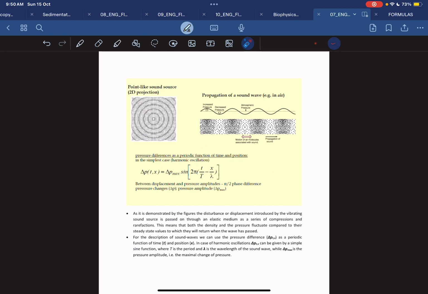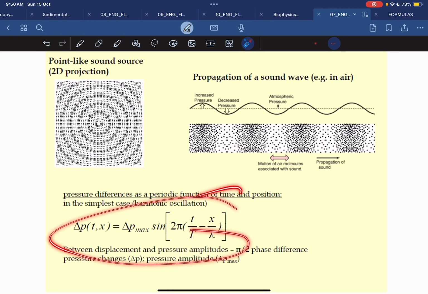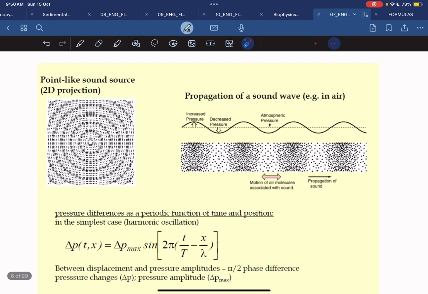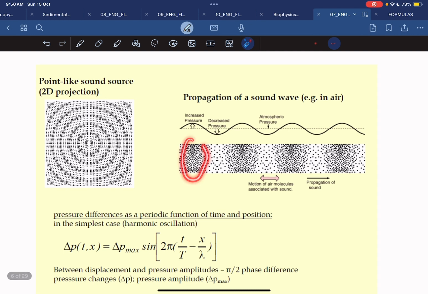Over here, nothing too important. This is nothing too important. We don't have this. Over here, you can see they're just showing us how they map the areas of compression with increased pressure and rarefaction at decreased pressure, and they have created a wave for us to understand.